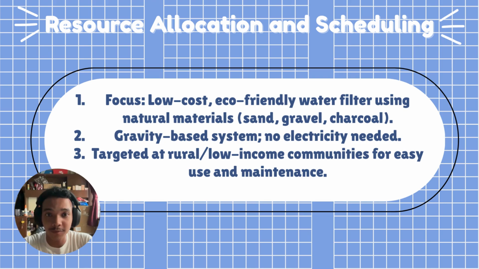In this section, we explain how we manage our resources like people, materials, and time throughout the project. Our goal was to build a low-cost, eco-friendly water filter that's simple to use, especially for communities with limited access to clean water. To achieve this, we carefully plan and assign tasks to the right team members. We use natural, low-cost materials like sand, gravel, and charcoal, and focus on efficient teamwork and scheduling. This helps us keep the project on time, within budget, and effective in meeting our goals.